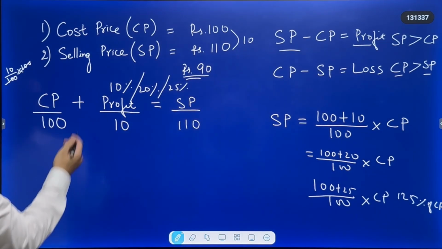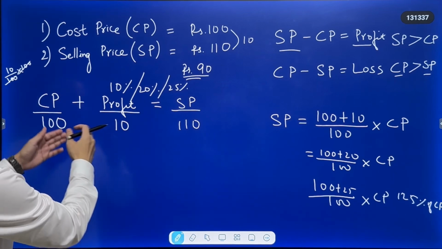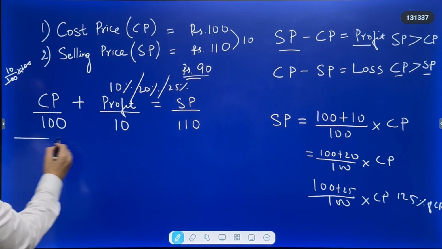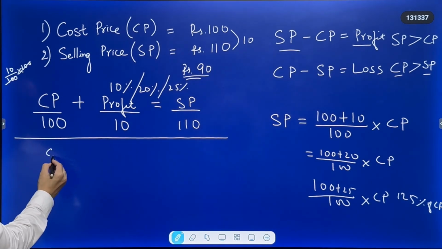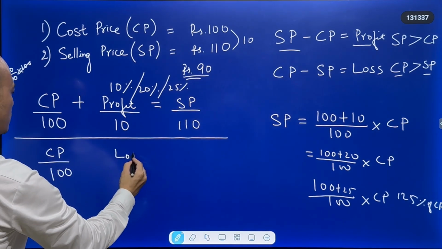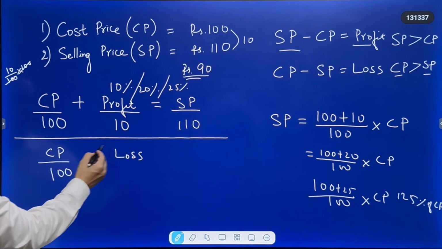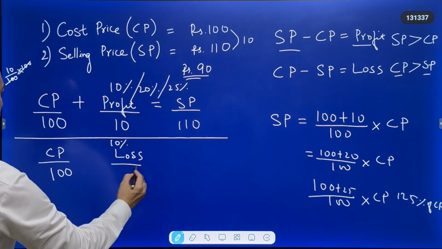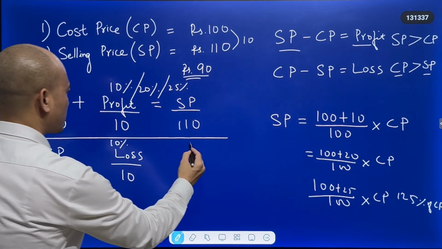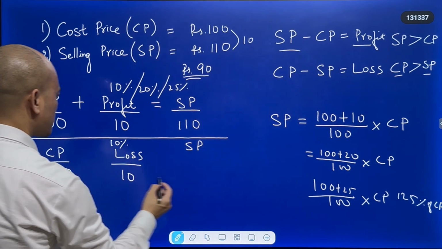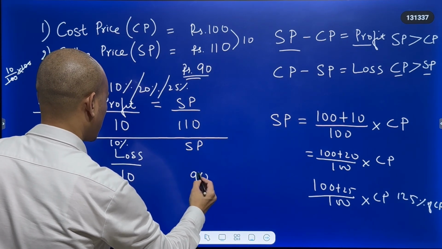Instead of finding it part by part and then adding it to find the selling price, you can do it directly. So what to do in case of loss? If CP is 100 and let's say the loss is 10%, then 10% of 100 is 10. So the selling price is cost price minus loss, 100 minus 10, that is 90.